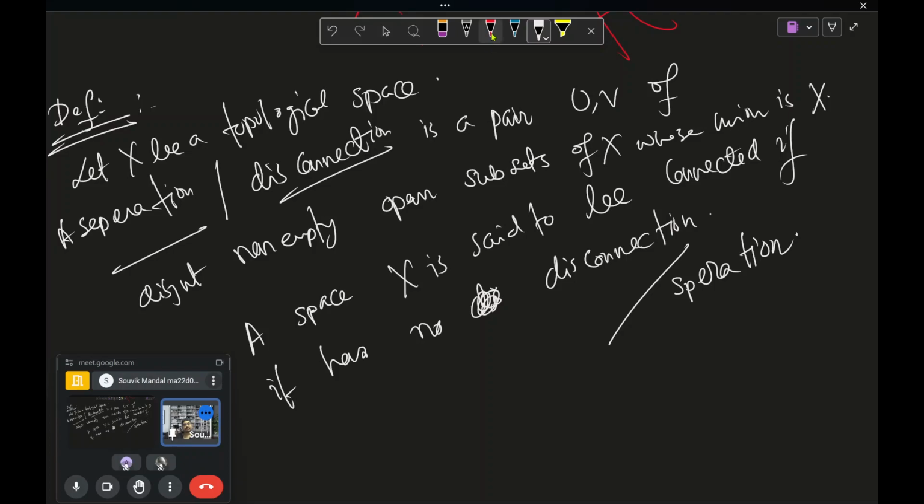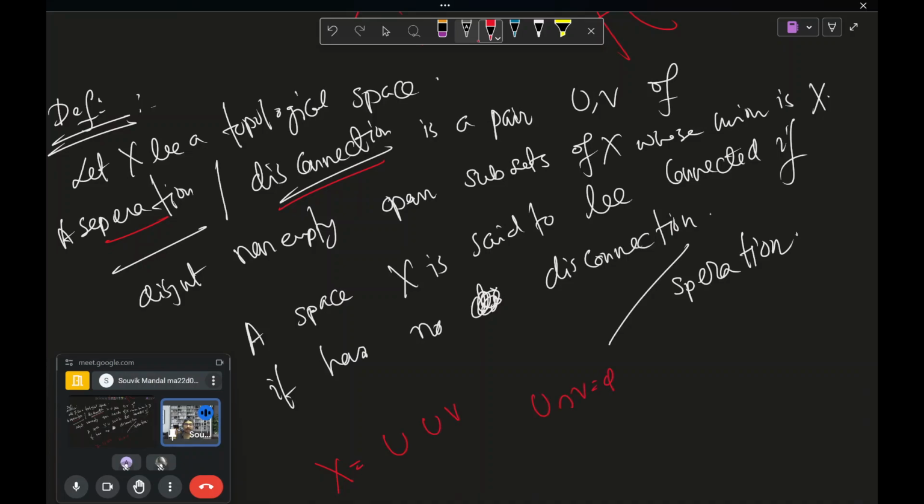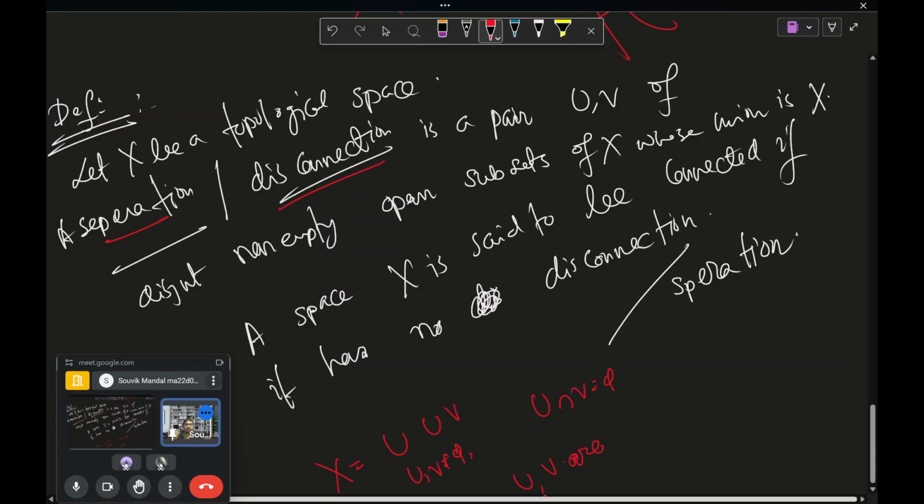So let's try to understand what this means. First we need to understand what is meant by a separation or a disconnection. Separation or disconnection means we can write X as the union of two sets U and V which are disjoint, and of course U and V are non-empty and both open. Then this pair U comma V is said to be a separation.